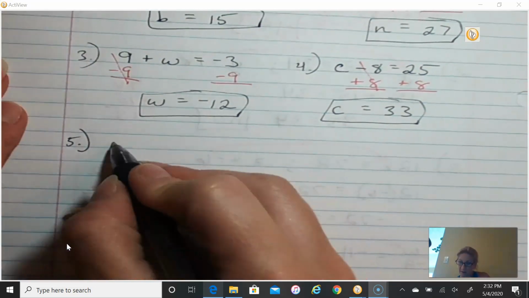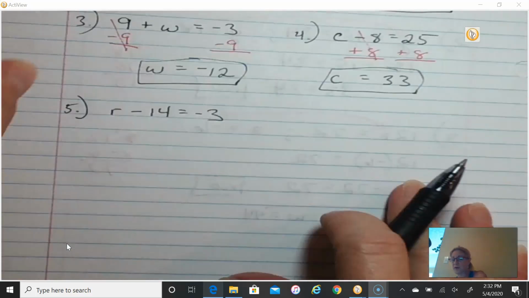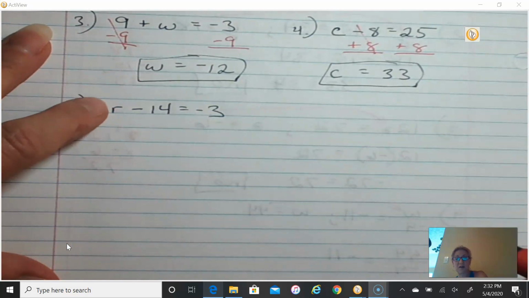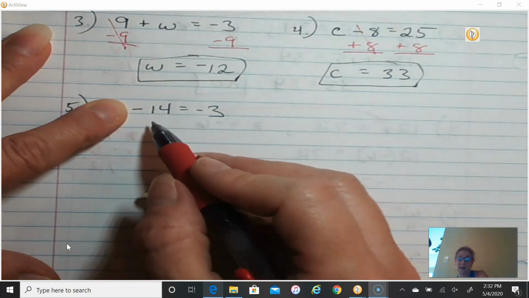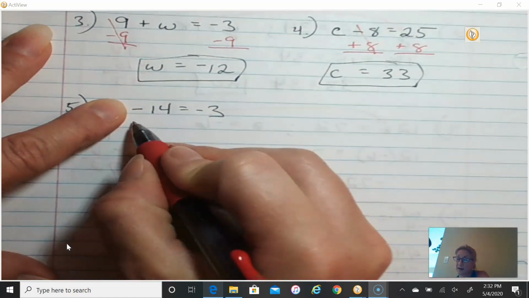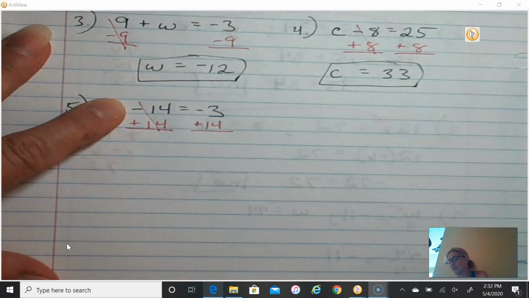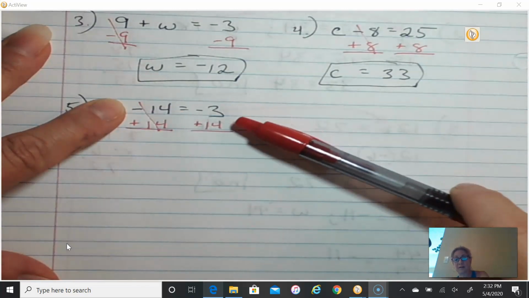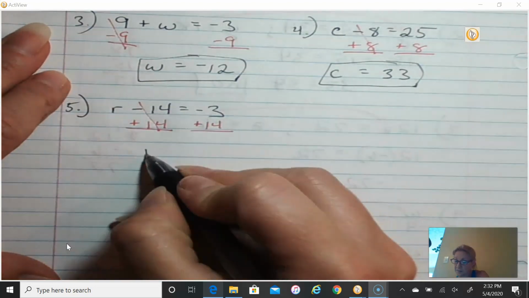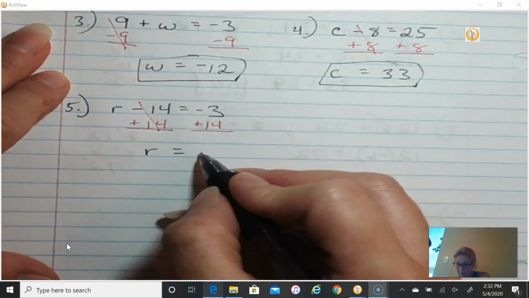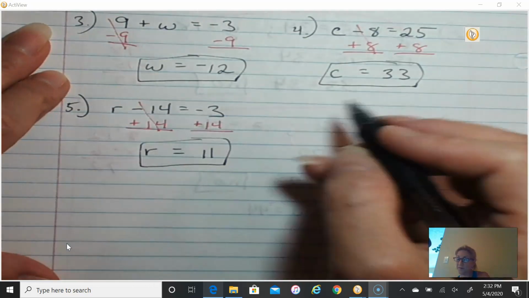All right. r minus 14 equals -3. Okay, we're isolating the variable. Have to just get that r by itself. So we have to get rid of the -14. What's the opposite of that? Adding. So we're going to add 14 on both sides. The signs are different. So what do you do? You subtract and keep the sign of the largest digit. So 14 minus 3 is 11. 14 is your largest digit. It's positive, so 11 stays positive.